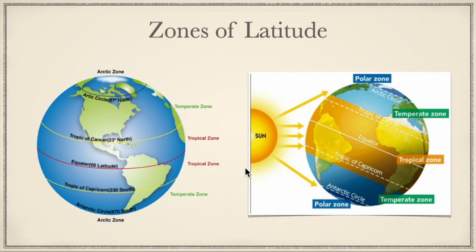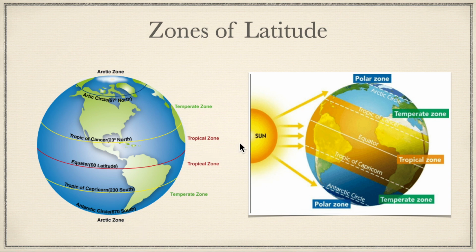Well, if we look at our zones of latitude here, we start to get an idea. First off, the Earth is a curved surface, okay? But our tropical zones are right here. So between the Tropic of Cancer at 23.5 degrees north and the Tropic of Capricorn at 23.5 degrees south. So those are the tropics. The temperate zone is basically between the tropics and the Arctic Circle or the Antarctic Circle. And then you have the polar zone. So you have the Arctic zone and the Antarctic zone.